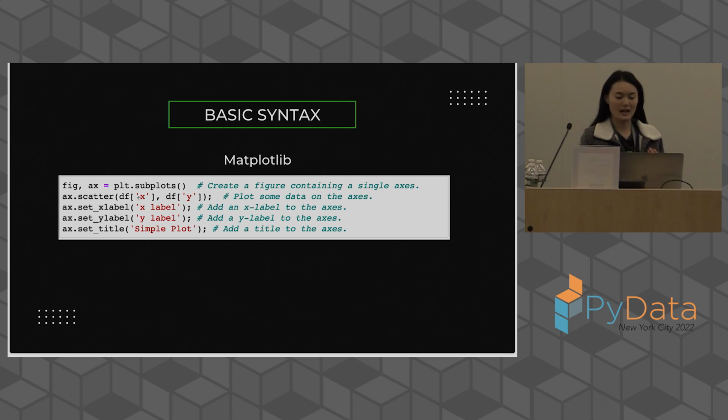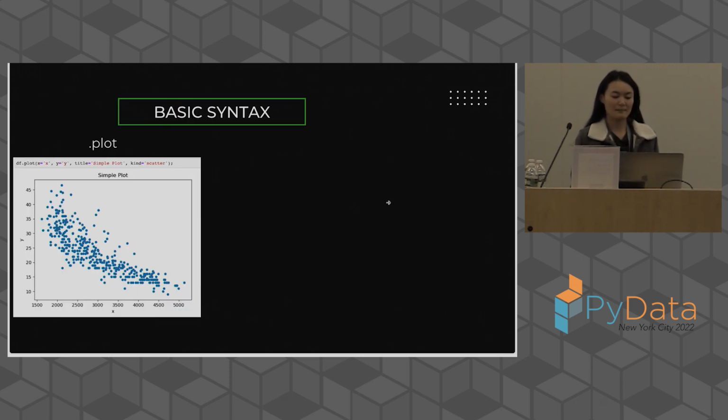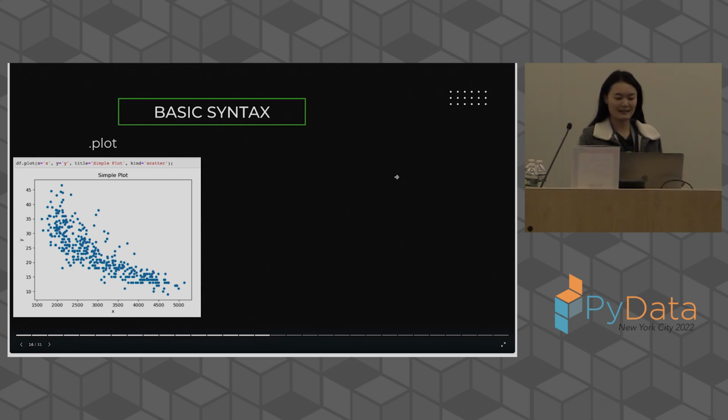Oftentimes when I am working with a pandas data frame, I am actually using the pandas .plot API. Most of the time I use either a pandas data frame or a Dask data frame. In both scenarios, you can use the .plot API, right? It will return you a nice looking plot. And the syntax is quite easy. You can define your x-axis, y-axis, and all the other attributes of the plot.